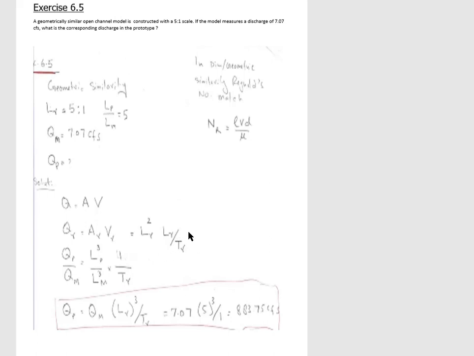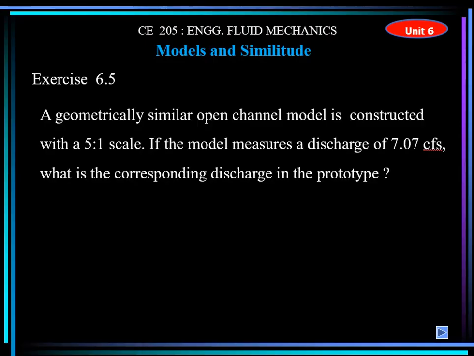There is no time ratio existing, that is, the time for prototype and model is the same. So in this case TR always equals 1. Then we can simplify and get the Q for the prototype in cubic feet per second. This is the application of the information to calculate the discharge from the prototype, and we know the discharge of the model. So this is the application for the geometric similarity.